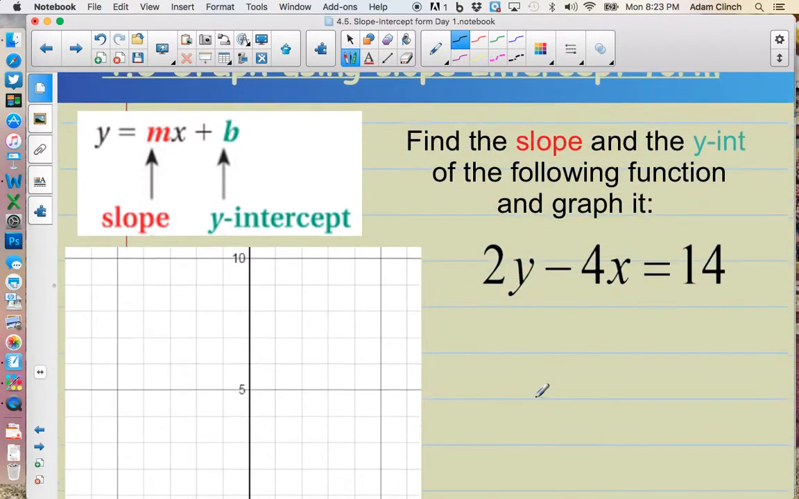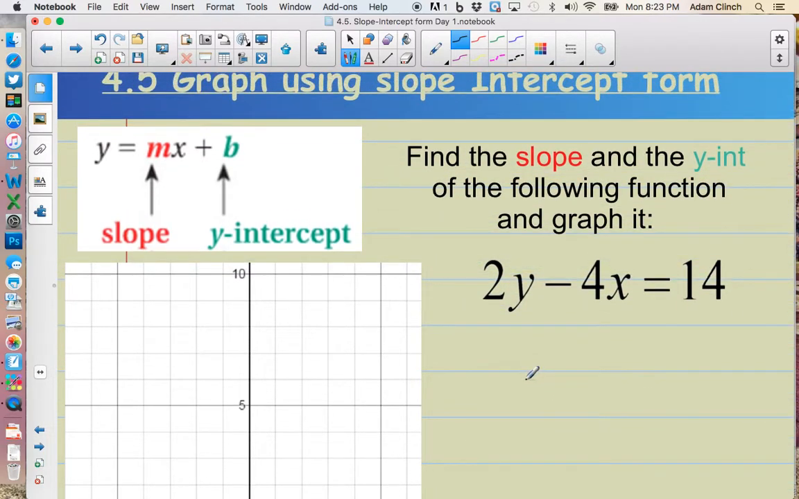The last question we're looking at is what happens if y is not already solved for? Well, that's why last chapter we practiced solving for y time and again, so I can easily read off the slope and the y-intercept. So my goal here is to find the slope and y-intercept of the following function and graph it. Well, my first step is to solve for y so I can read off the slope and y-intercept. So I think to myself, what am I trying to solve for? I'm trying to solve for y.